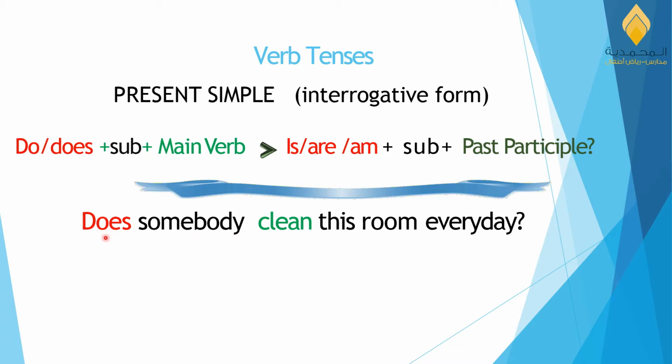So I told you the first thing that you do is just exchange the does with is, are, or am. In this case, we are going to use is because our new subject is this room. So we're going to use the singular form of the verb to be in the present simple. The new sentence becomes, is this room cleaned? Because we have the main verb clean. Verb 3 from it is cleaned. And finally, every day.